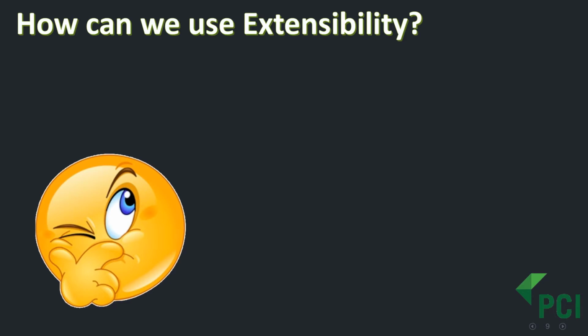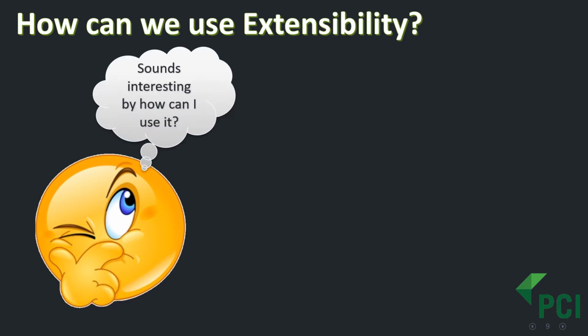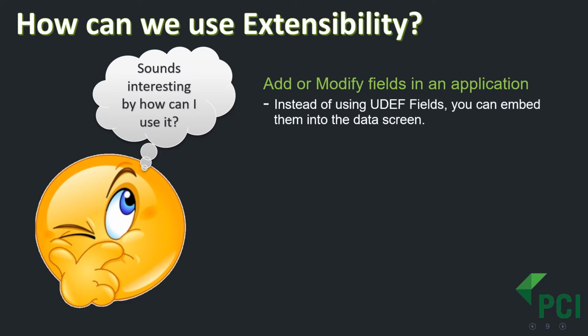Now that we've talked about what an extensibility is, you're probably wondering, how can I use it? It sounds interesting, but I don't see how I can benefit from extensibility. The first thing you can do is add or modify fields in an application. Instead of using the UDEF fields that come with Costpoint, you can embed the data right in the forms.